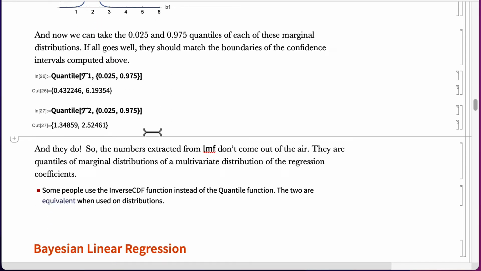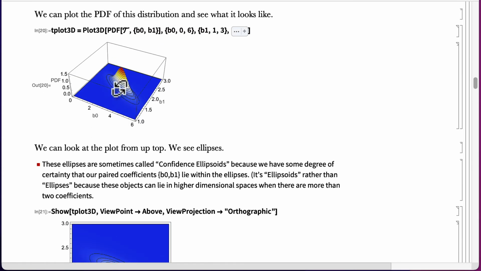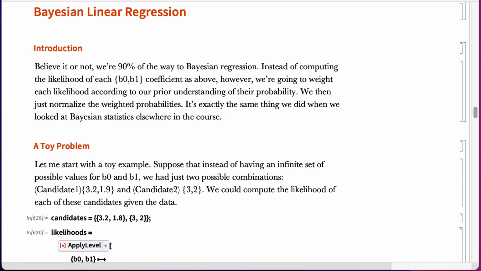All right, so now you know where confidence intervals come from when you're doing conventional regression. And if you followed what I just did, which is basically the construction of a regression coefficient distribution, then you are a long way to understanding Bayesian regression. Okay, as I said, we're basically close to Bayesian regression.